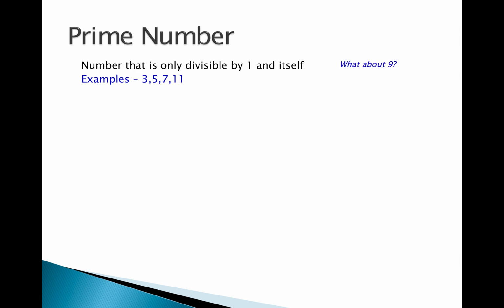What about 9? 9 is divisible by 3, so it is not a prime number. So we know what a prime number is. Now we need to develop a Java program which tells us whether the number you are giving is a prime number or not. Your input will be a number, and the output will say whether it is a prime number or not a prime number.